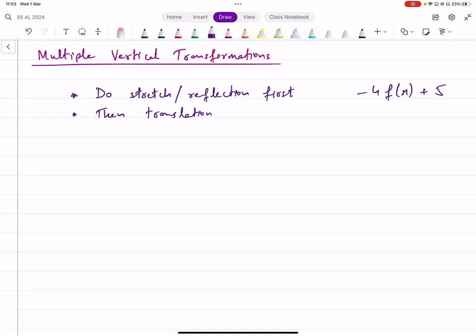इसमें अगर उल्टा कर लेंगे, that would not give you the same result and that would be wrong. ट्रांसलेशन पहले करेंगे और स्ट्रेच बाद में करेंगे तो रिजल्ट सेम नहीं आएगा और वो गलत होएगा. Is this all right?